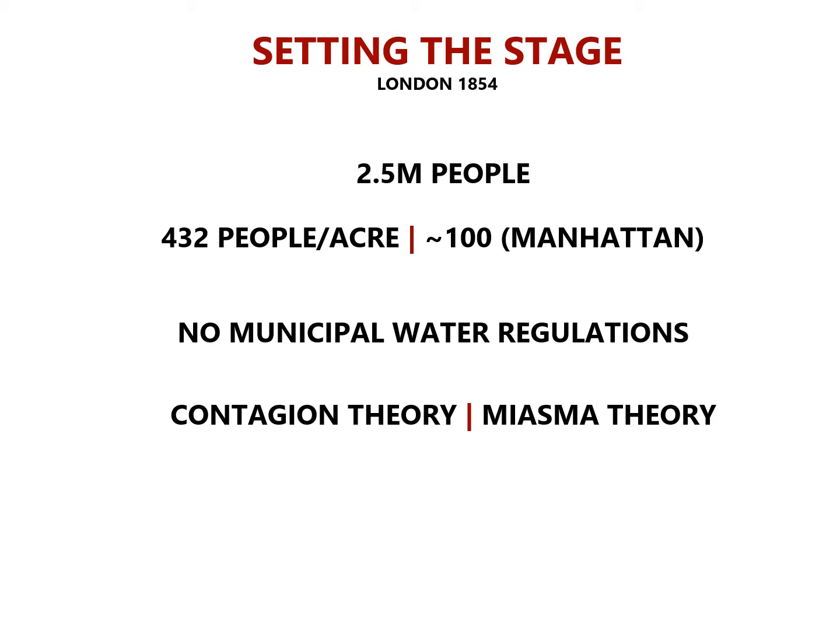So in London in 1854, there were about 2.5 million people, and there were about 432 people per acre, which is pretty dense. If you want to compare that to roughly present day, Manhattan has about 100 people per acre.